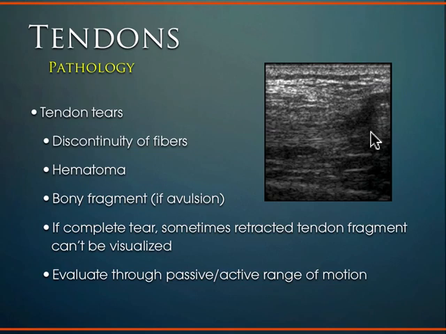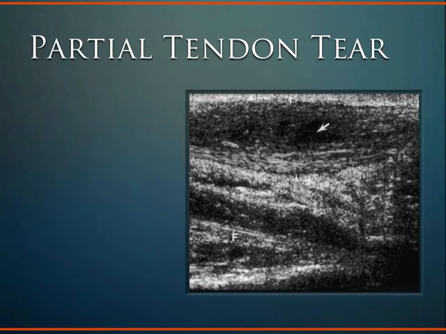You can then flex that tendon through its range of motion, and you actually see retraction of the tendon, instead of full, nice, smooth movement. So you can actually see that tear functionally, and that can be very helpful to kind of evaluate how significant the tear is. This is just an example of a partial tear.